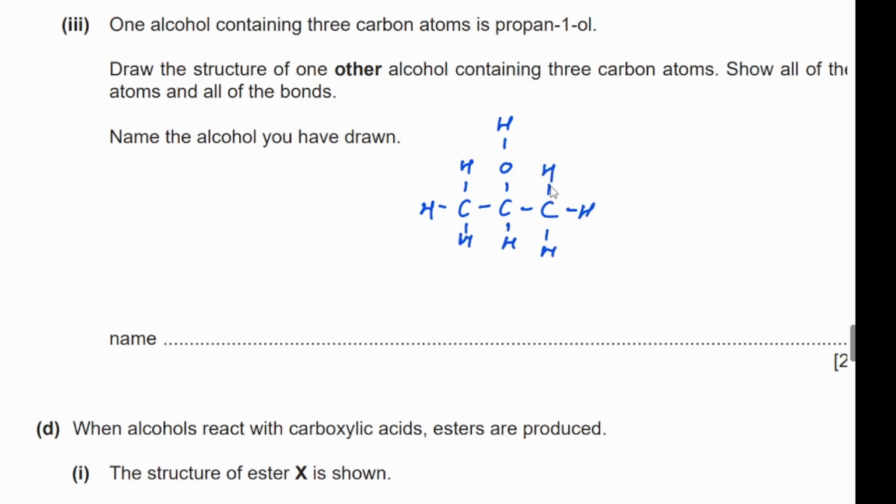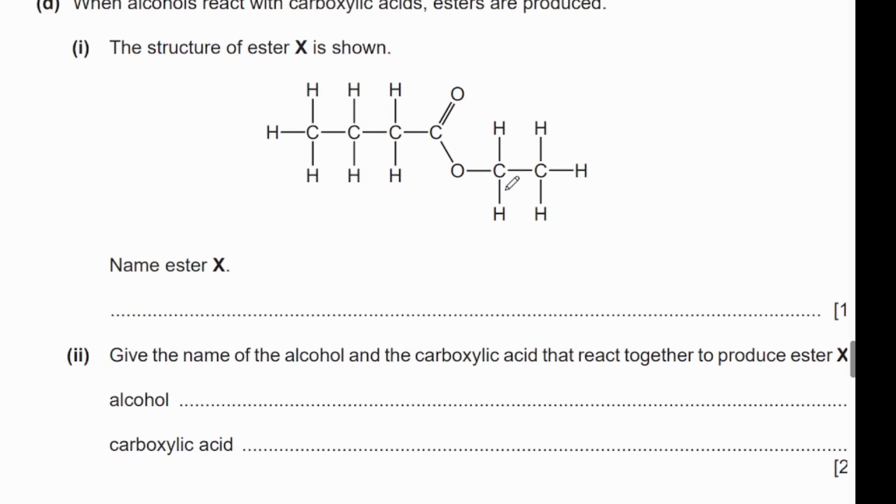Remember, when you're drawing bonds, hydrogen can bond once, carbon can bond 4 times, oxygen bond twice. If we double check, everything looks correct. So this is the answer. Therefore, the name is propan-2-ol. You have to put the dash when you're naming, and since it's 2, because the OH group is on the second carbon.